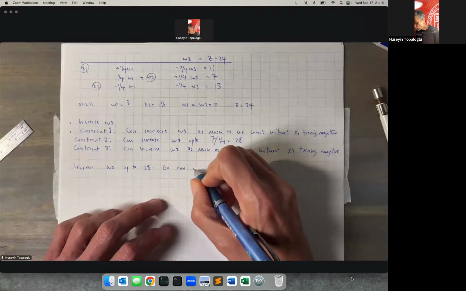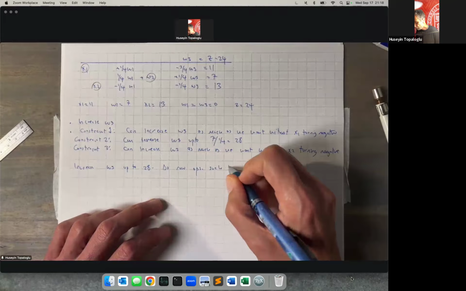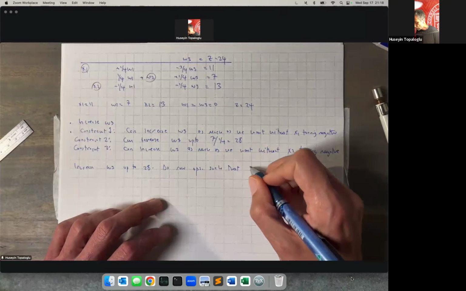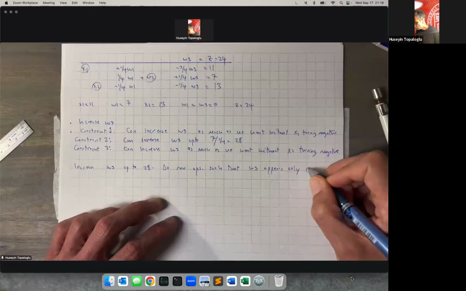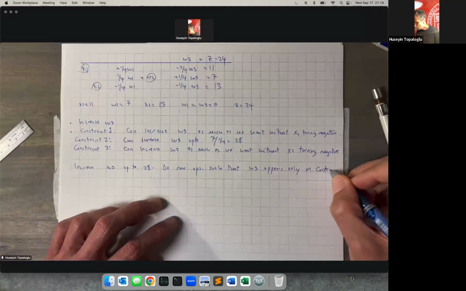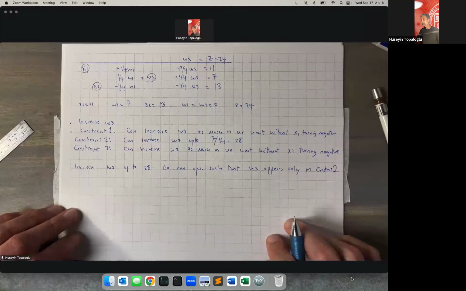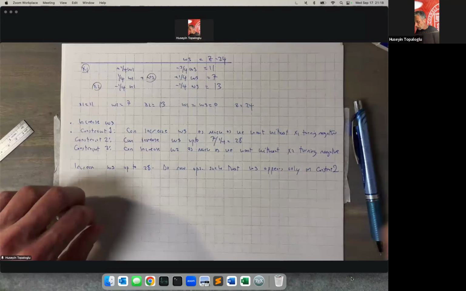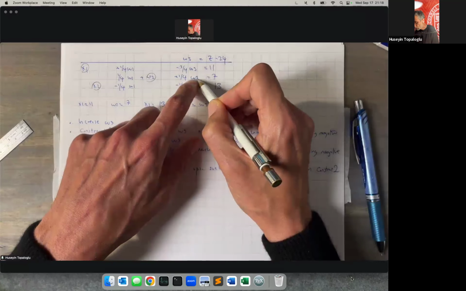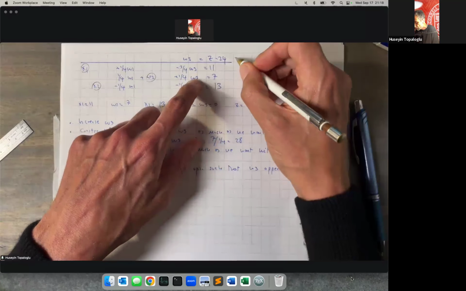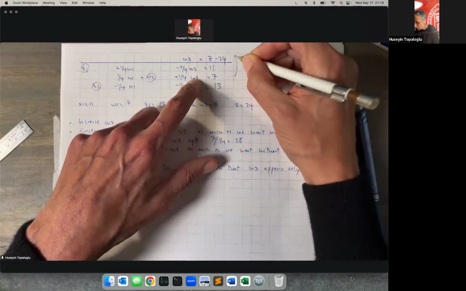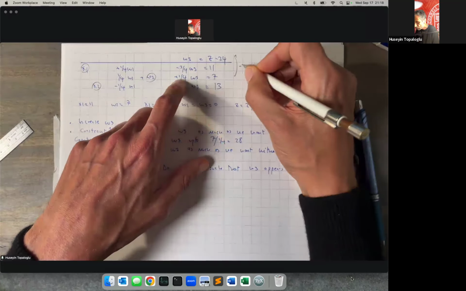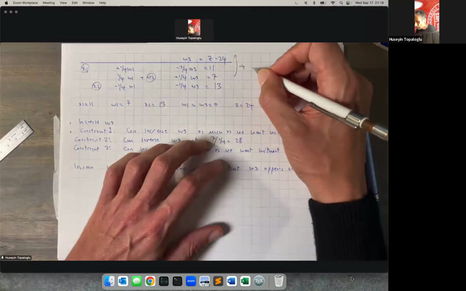We're going to do row operations such that W3 appears only in constraint 2. Let's do those row operations. I want W3 to appear only in constraint 2. If I want W3 to disappear from the objective function row, take the second constraint row, multiply by -4, add it to the objective function row.